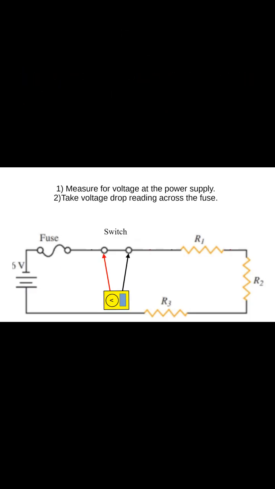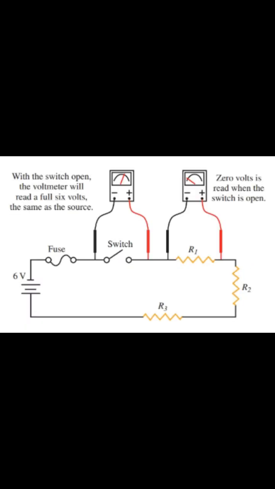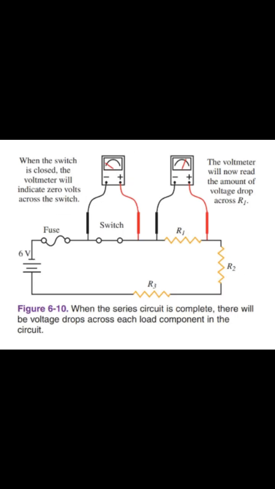If the voltage at the battery is good, move to the fuse. Take a voltage drop reading across the fuse. A good fuse will not produce a voltage drop. A blown fuse will produce a voltage drop that is equal to the source voltage. Also, check the voltage drop across the switch. The closed switch should not produce a voltage drop.